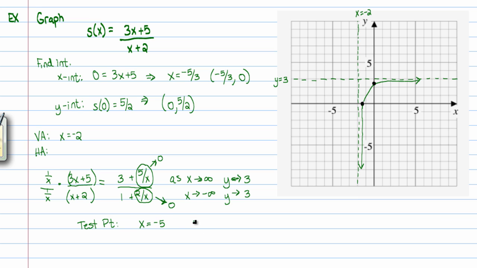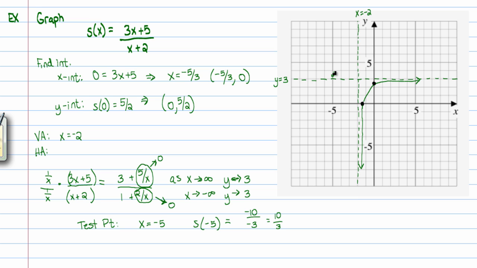Just try that one. And so if we do that, we have s of negative 5 is equal to, it looks like negative 15 plus 5, which is negative 10, over negative 5 plus 2, which is negative 3. All right, so that's 10 thirds. That's about 3 1/3 or something like that. So when I plug in negative 5, I'm up here at 3 1/3, about there.